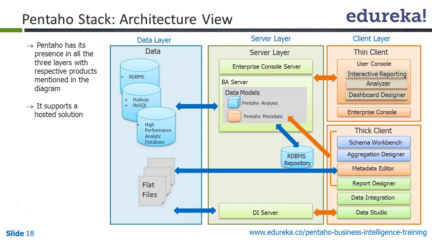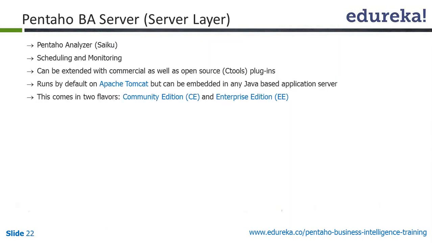Okay, here we'll see the architecture view in detail. Here we are seeing, broadly, 3 layers. First is the data layer, then the server layer, and then the client layer. And of course there are thin and thick clients there. So we'll see all these in detail in the next stream. Pentaho has its presence in all the 3 layers with the respective products mentioned in the diagram, and it supports a hosted solution. So we'll understand the various offerings in Pentaho in those areas. Let's look at the individual Pentaho products in the next slides.